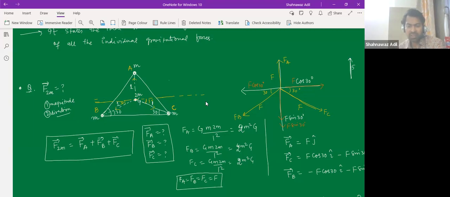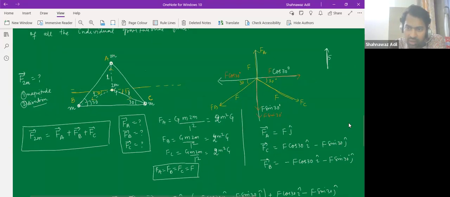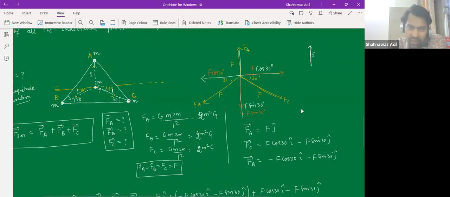So, did you guys understand this part? Yes, sir. So FB equals minus F cos 30 i minus F sin 30 j, right? So FB will have a component in this direction and in the downward direction. So this is minus F cos 30 i, and then minus F sin 30 j, right? That is why vectors are very important.